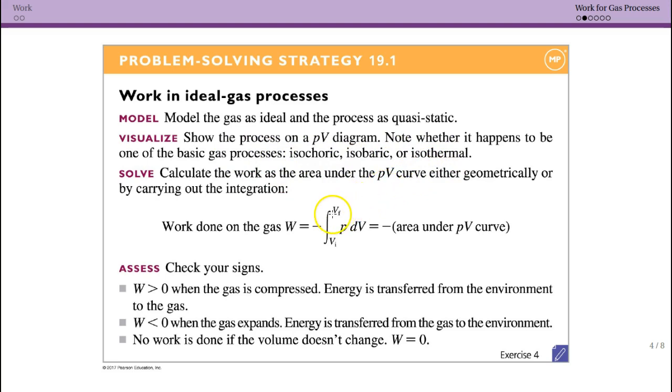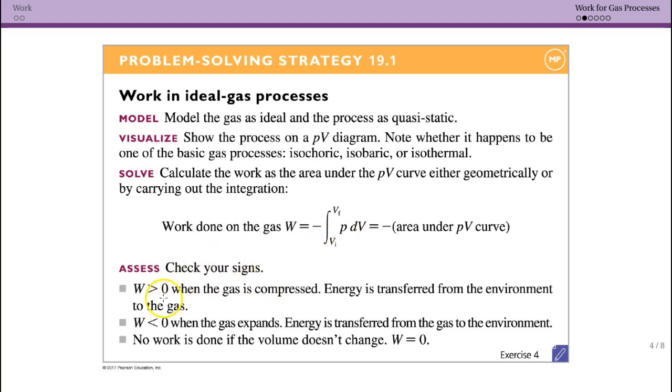Now, what we're usually going to need to do is calculate the work done by integrating the PV curve either geometrically or by carrying out the integration. Frequently, you can actually do this geometrically, and there are going to be cases where you're given a process that is not one of the special ones, but does actually facilitate a simple geometric integration. Remember that this is the equation that it has a minus sign here, and that pressure might be changing depending on what type of process it is.